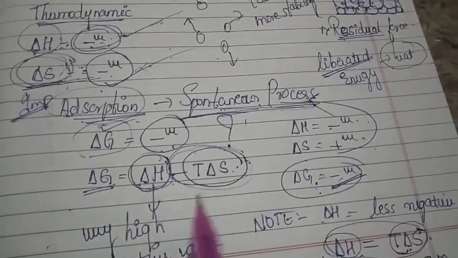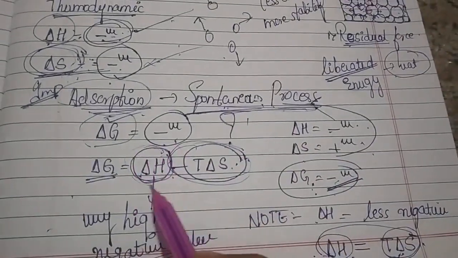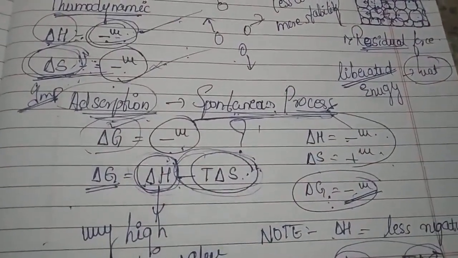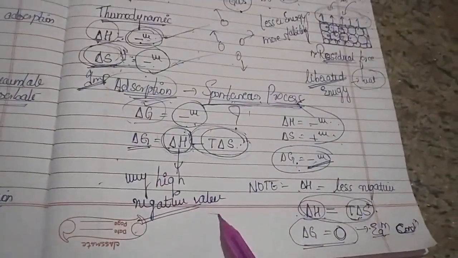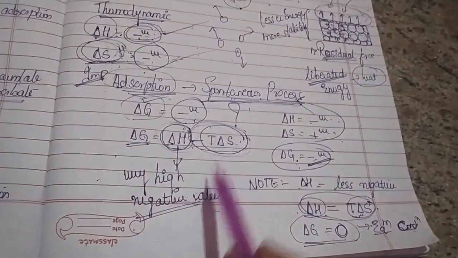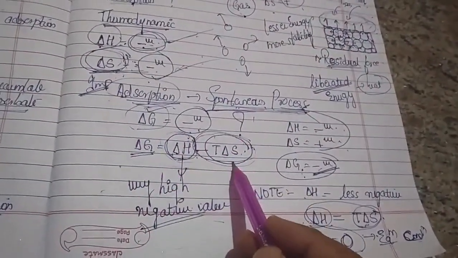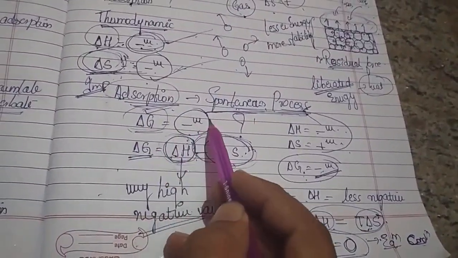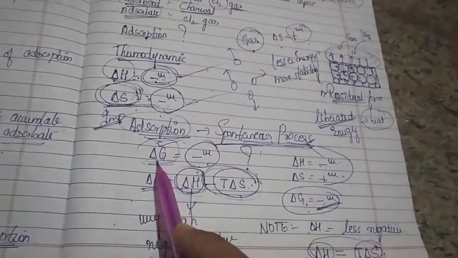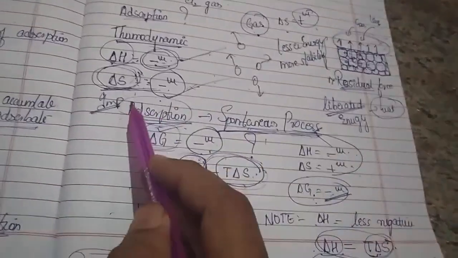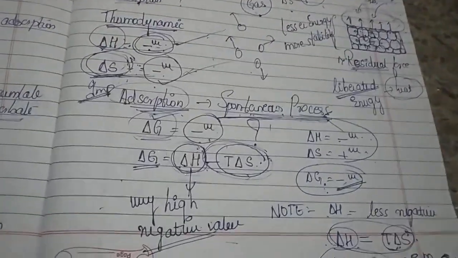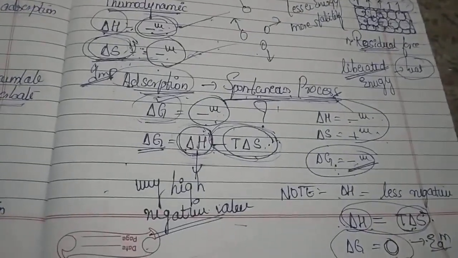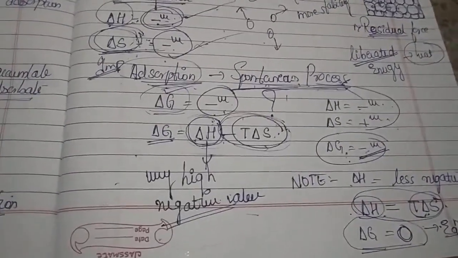How come? It is only possible because whatever the delta H value is, that is, the amount of energy liberated, is very high, in terms of a very high negative value. So this negative value in turn balances the overall equation in such a way that delta G becomes negative. Once the change in Gibbs free energy is negative, of course the process will be spontaneous. So these are the important parts one has to understand in the concept of adsorption.